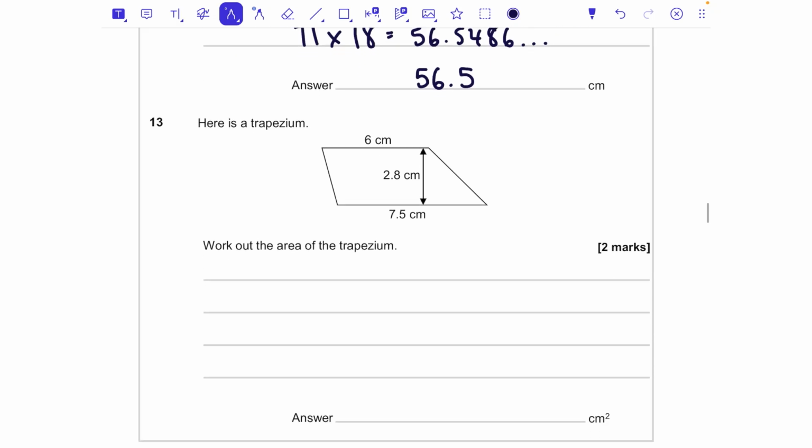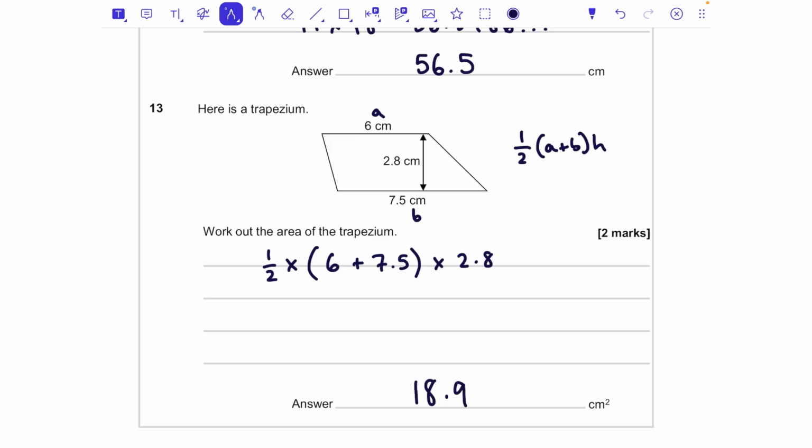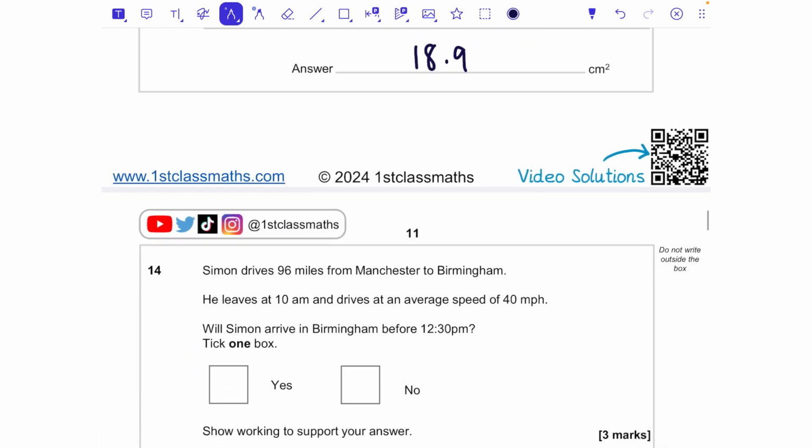Here is a trapezium. Work out the area. So area of a trapezium is half A plus B multiplied by the height, where A and B are your 2 parallel sides. So I'm going to do half times 6 add 7.5. And we're going to multiply that by the height, which is 2.8. So let's just type that in my calculator. And I get 18.9 centimetres squared. Lovely.